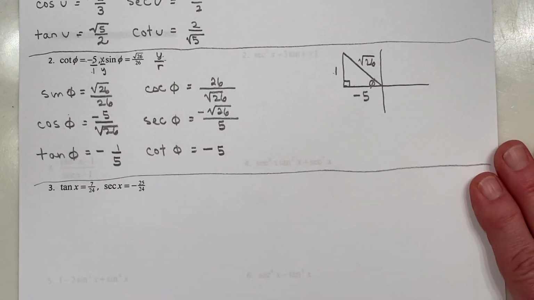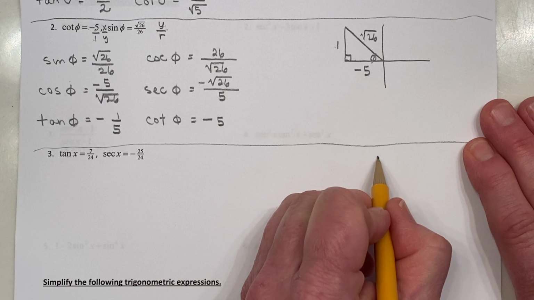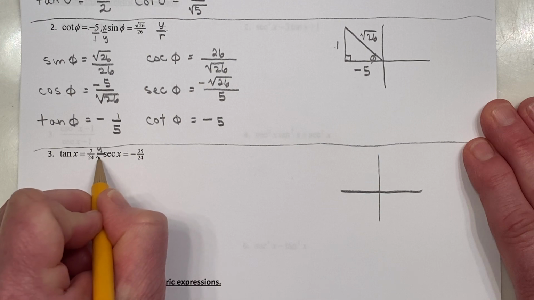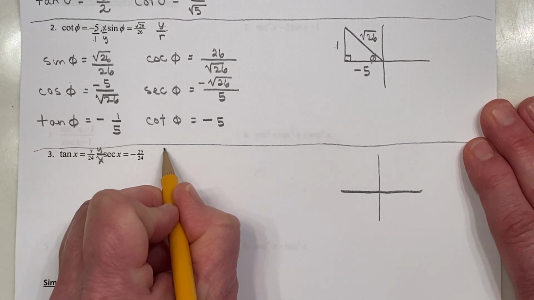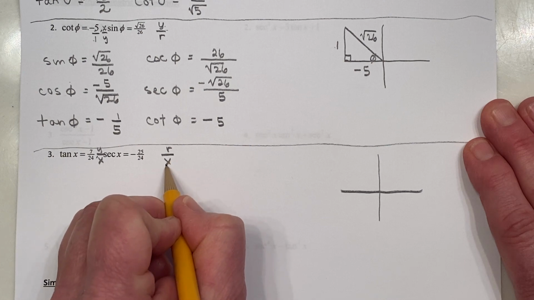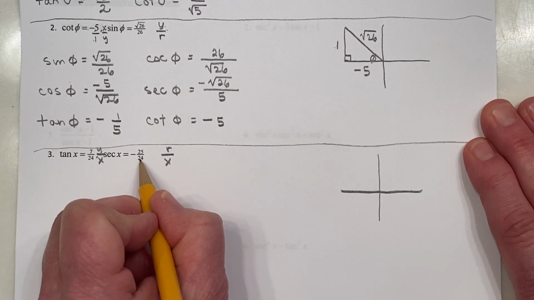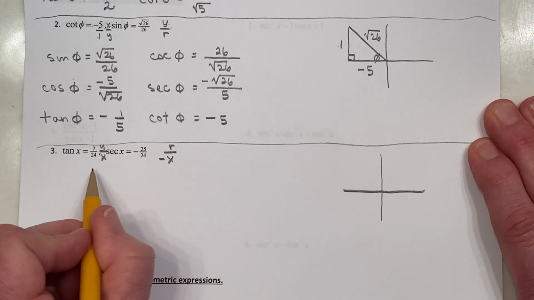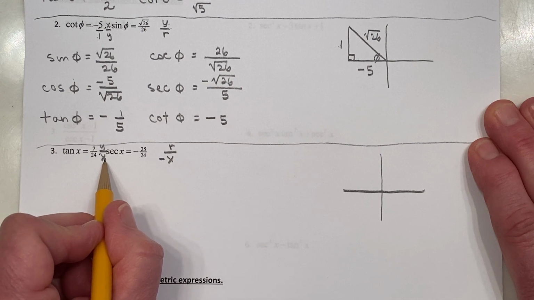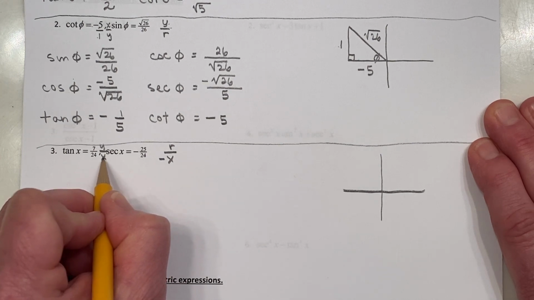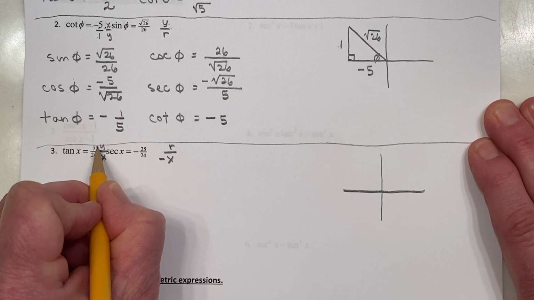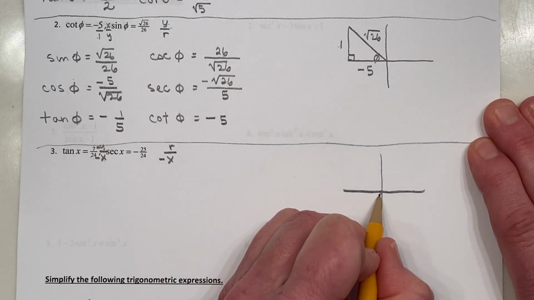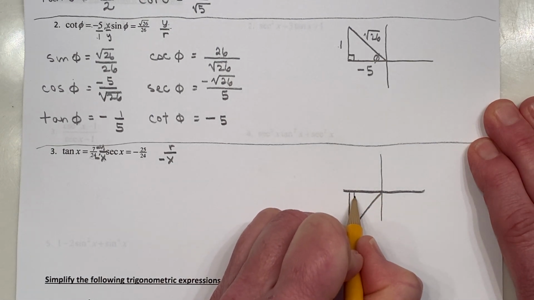All right, number 3. Tangent is y over x. Secant is r over x. So what must be negative? Not the 25, it must be the 24. So x must be negative, which forces this x over here to be negative. If x is negative here, and I need a positive tangent value, then the y up here also has to be positive. So negative x and negative y. That's quadrant 3.